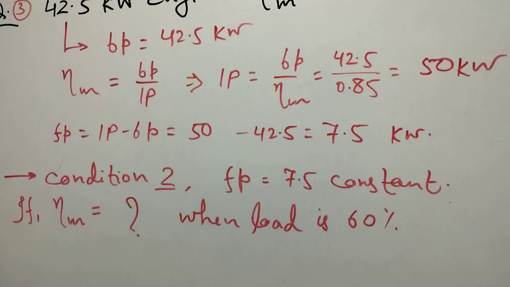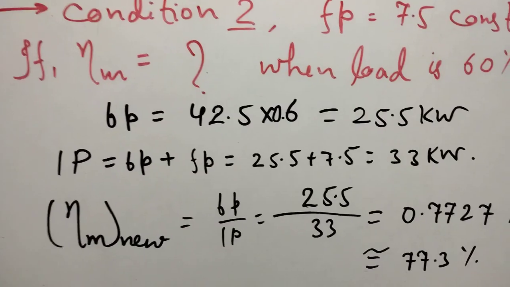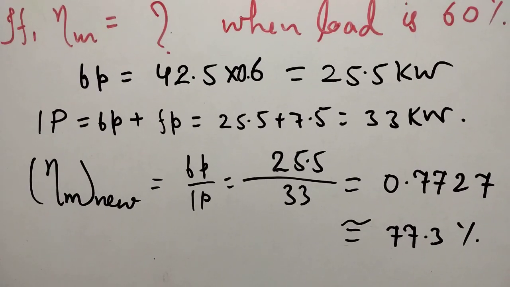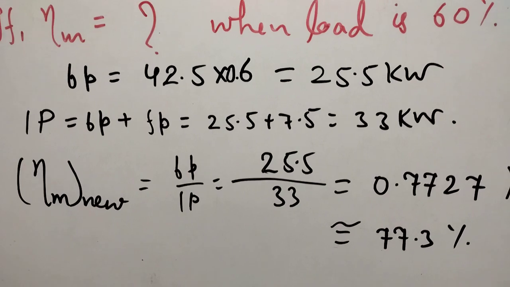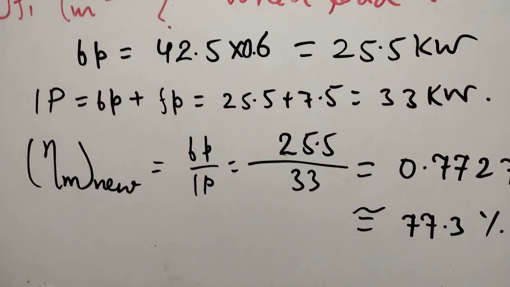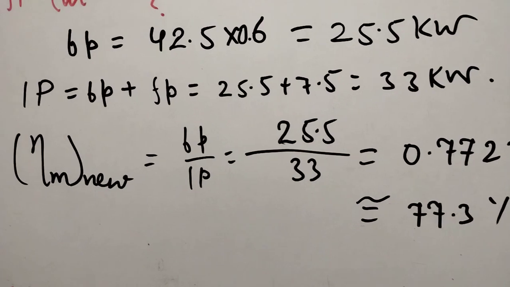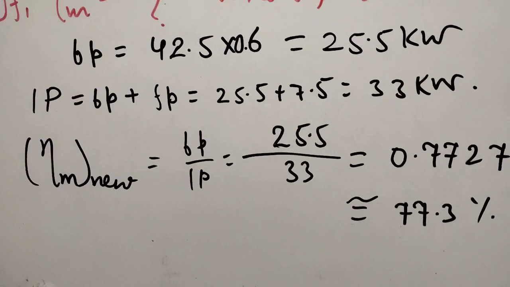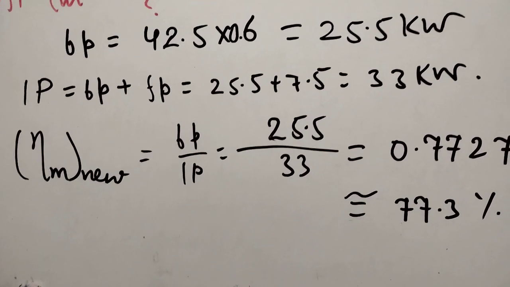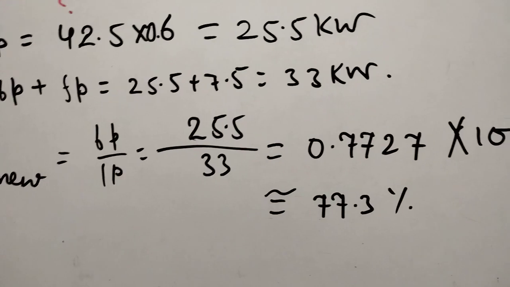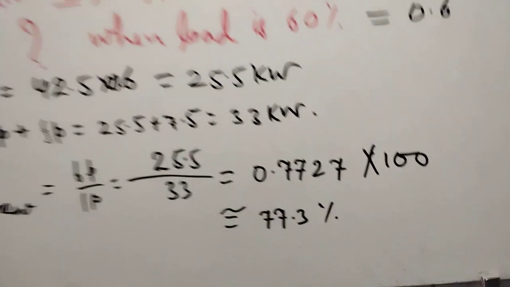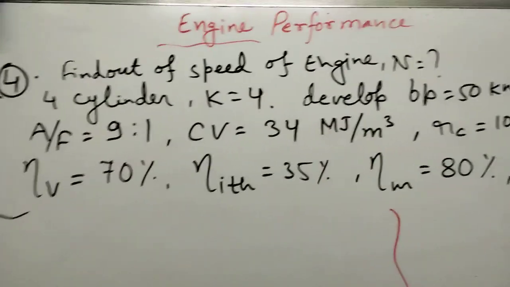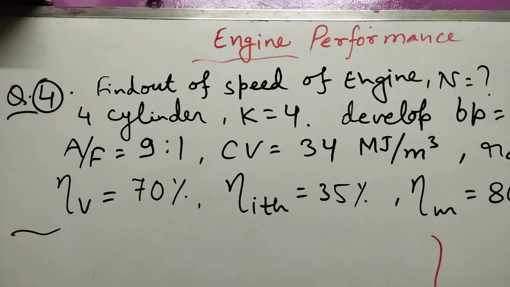Therefore, now we recalculate the equation. BP, the brake power, equals 25.5, which is 60% of the earlier brake power, and we find out the IP. Adding the brake power plus frictional power, we get 33 kilowatt, and we find out the new mechanical efficiency, eta m equal to BP by IP. This value is 77.3%.